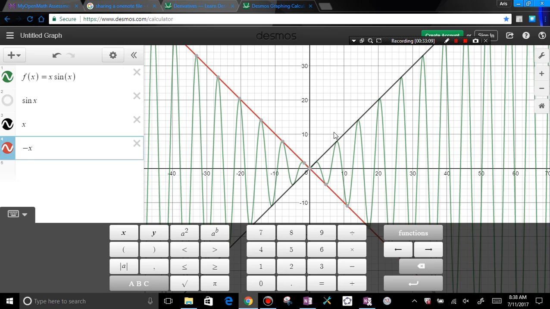This is odd. x is odd. Sine is odd. The product of an odd function and an odd function is even. So this is symmetric with respect to the y-axis.